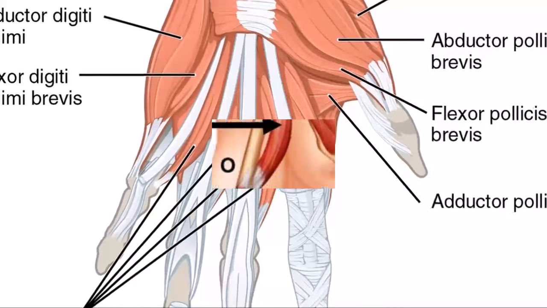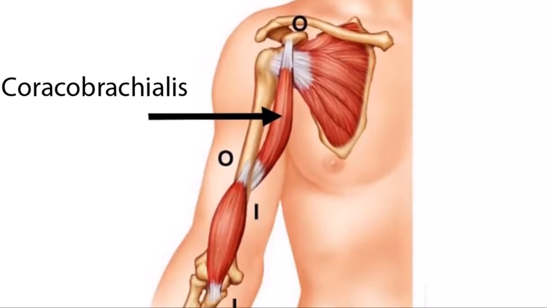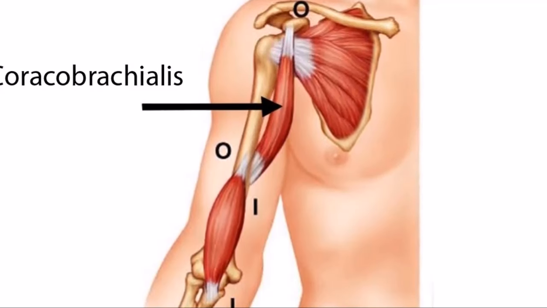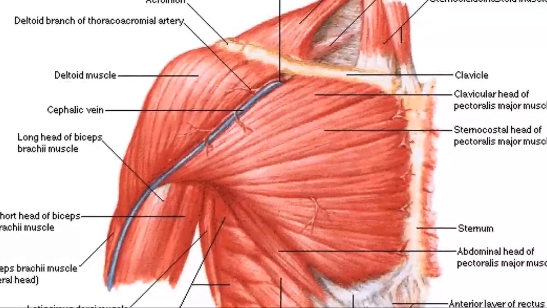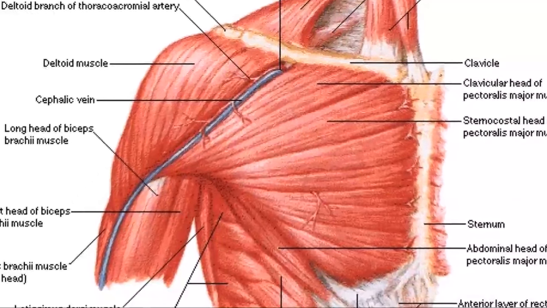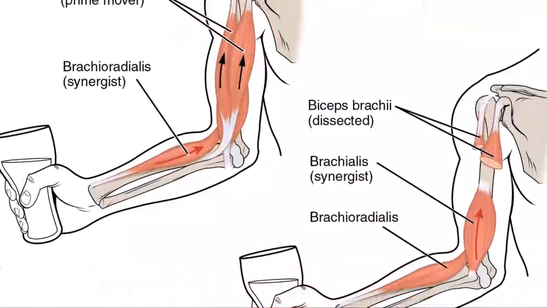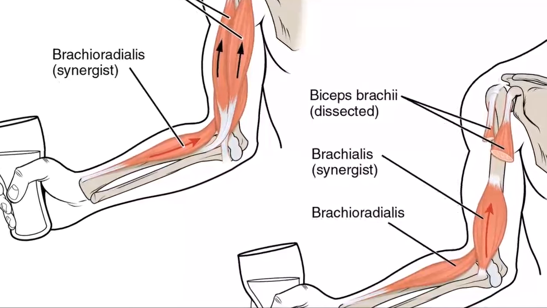Now it is time for us to move on to the third muscle on our list, the brachialis. The brachialis is a relatively long and strong muscle found on the anterior portion of the upper arm. For the most part, the brachialis lies under the biceps brachii.